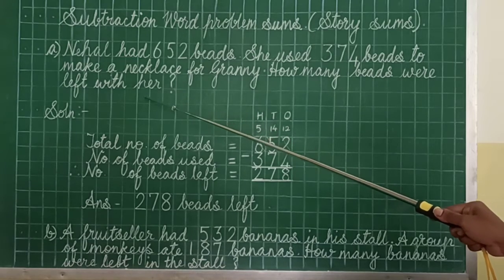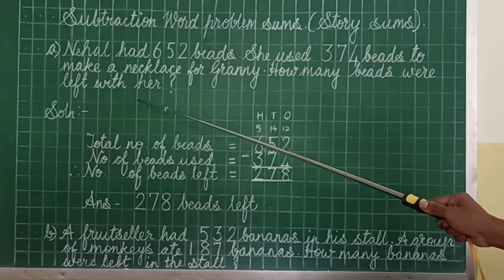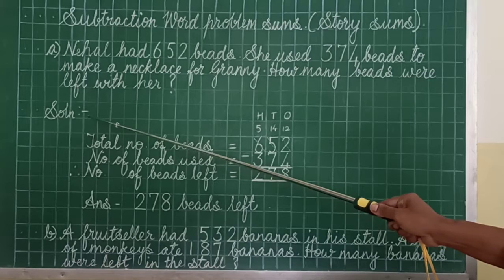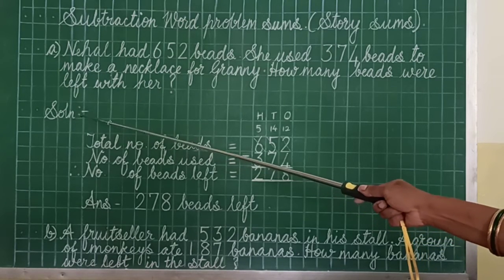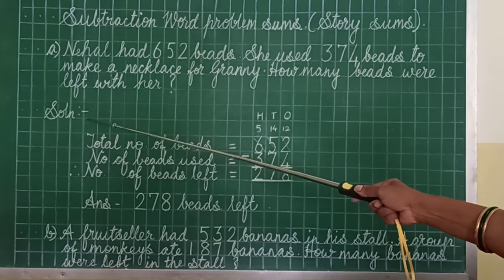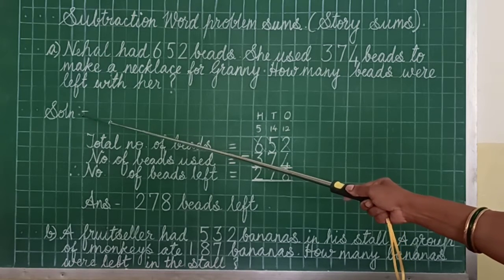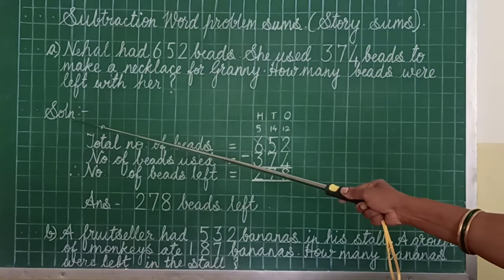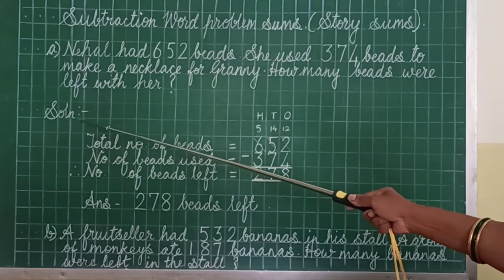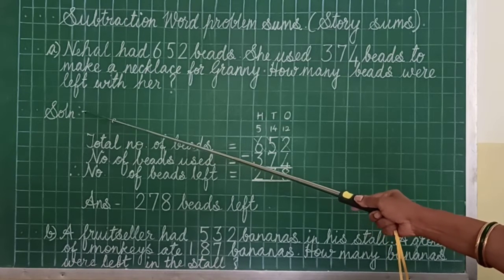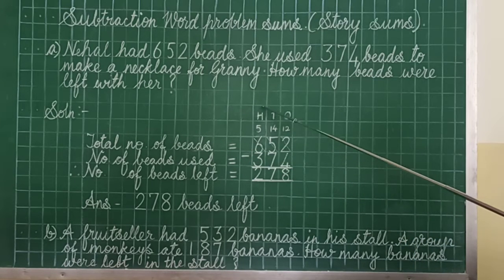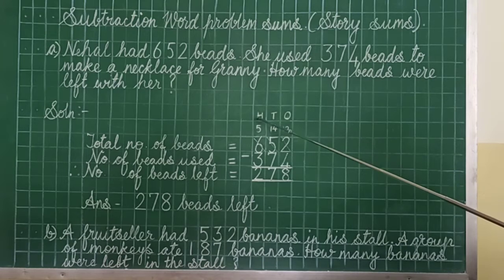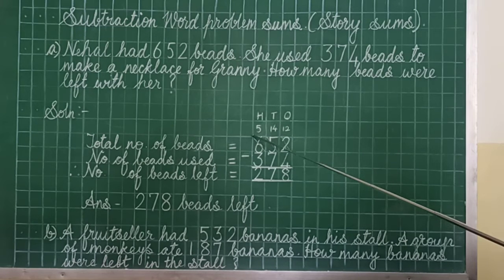After the question, leave this line, and after that line, in the next line, after leaving 2 boxes from the left hand side, write down solution. Children, this is the short form of solution. S-O-L-N, solution. Short form of solution. In the same line of the solution, write down H-T-O. And after H-T-O, leave the next line for writing the borrows.